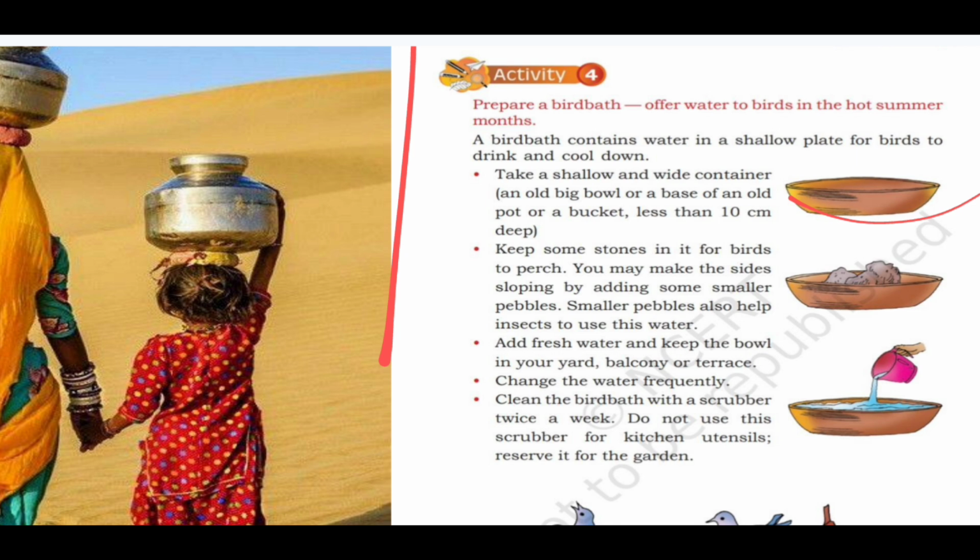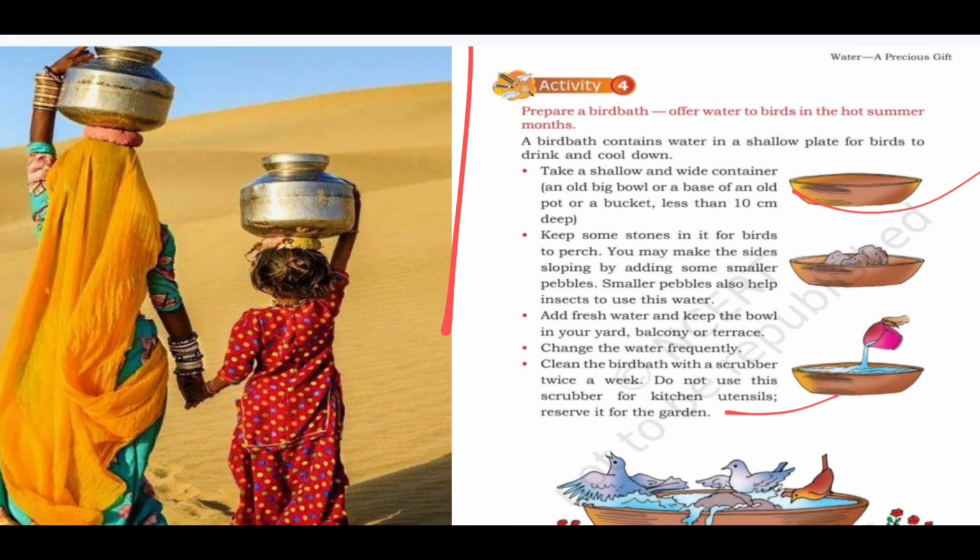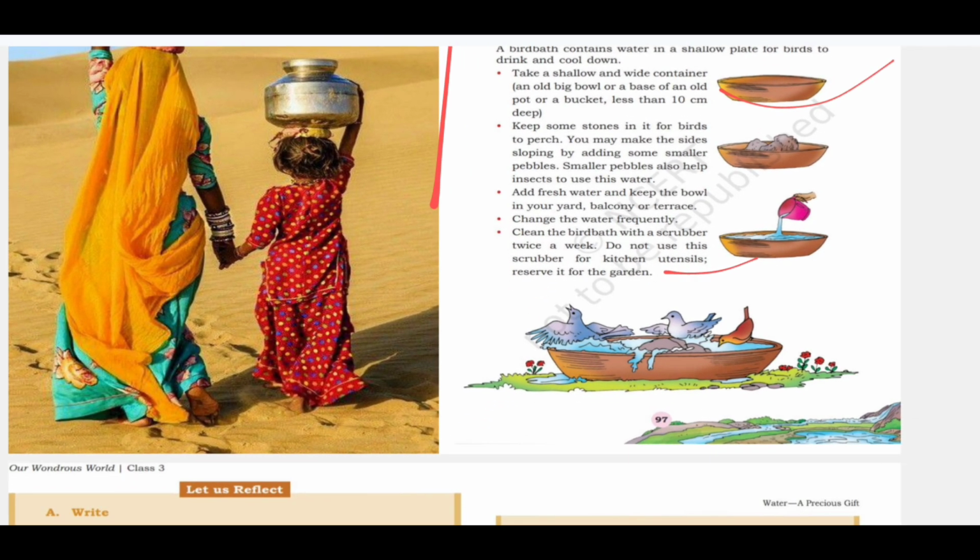Clean the bird bath with a scrubber twice a week. Do not use this scrubber for kitchen utensils. You are not supposed to use this scrubber for your kitchen utensils. It should be a separate old scrubber kept only and only for your bird bath. Reserve it for the garden. You all can try this activity.